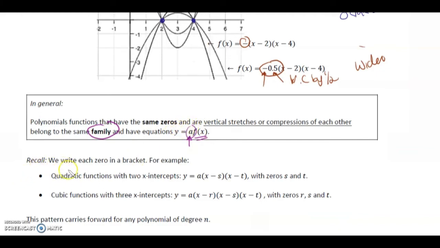Okay. And as a recall, we write each zero in a bracket. For example, with 2 x-intercepts, we would have 2 brackets. We just call them x minus s, x minus t, so the zeros would be s and t. That would be quadratic. Now, cubic is going to have 3 zeros: x minus r, x minus s, and x minus t. Okay, 3 zeros. And that pattern continues for any polynomial of degree n. So you can have quartic, and you'd have another bracket. You can have a 5th degree polynomial, another bracket, a 6th degree polynomial, another bracket, and so on.